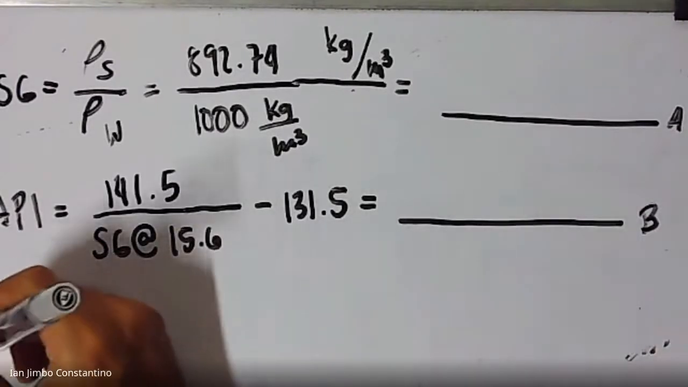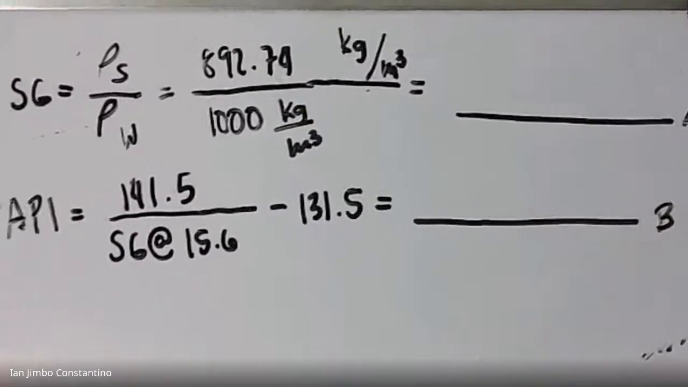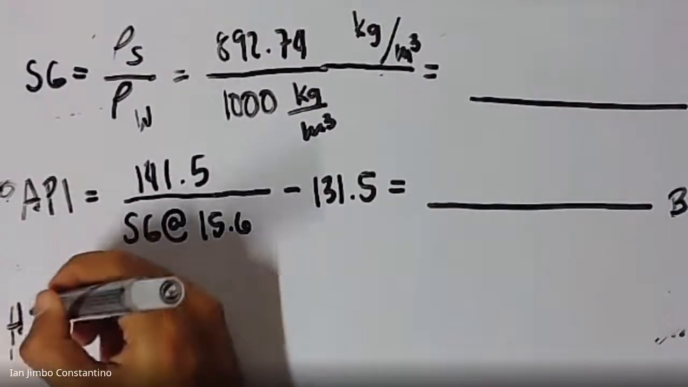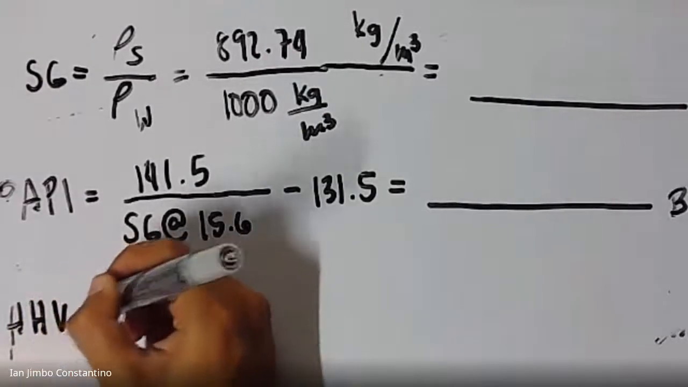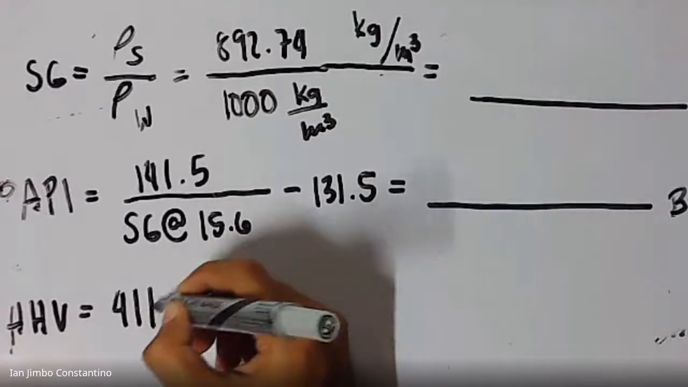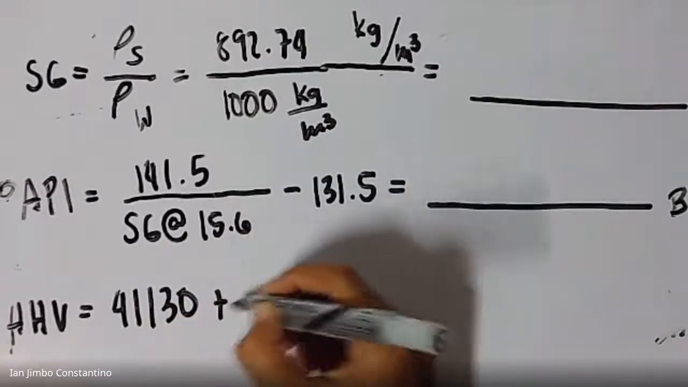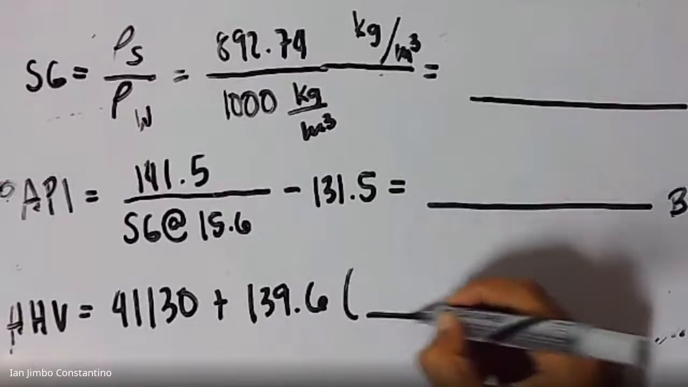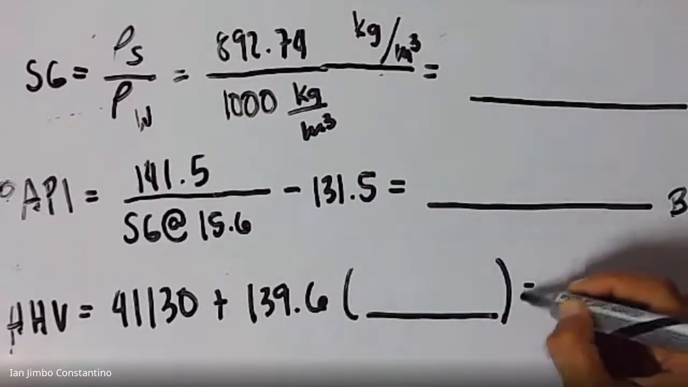And then the HHV or the higher heating value will be equal to 41,130 plus 139.6 degree API. What will be the value of degree API?